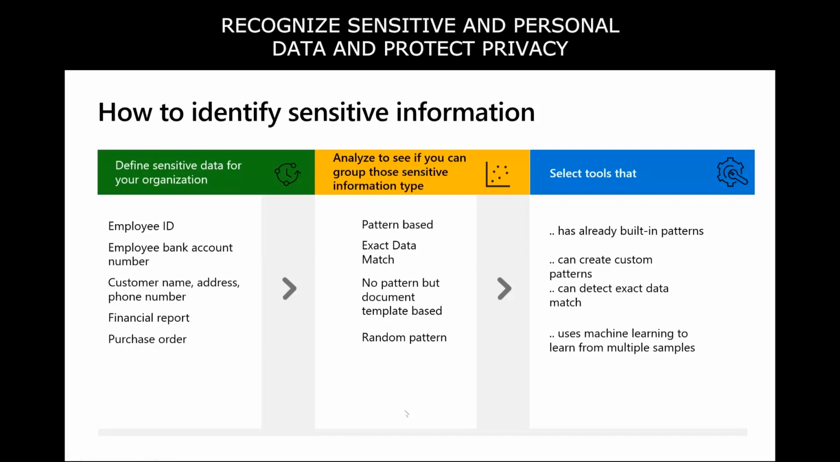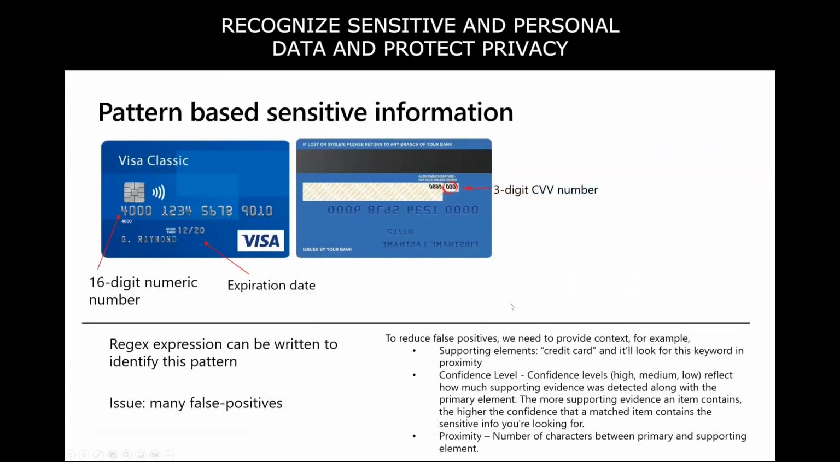In the next slide, we are going to give you an example of how you determine pattern-based sensitive information. A very simple example is a credit card number. It's a 16-digit number, and it has an expiry date with it and a 3-digit CVV number. So it could be a pattern, right? You can use a regex expression to create this pattern so that any 16-digit number with an expiry date and a CVV can be identified as credit card information.